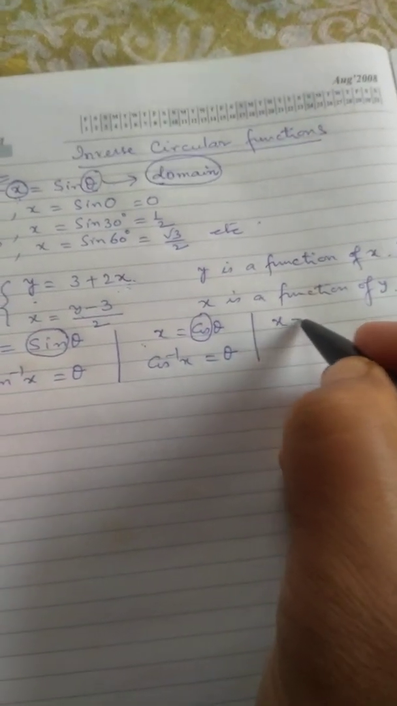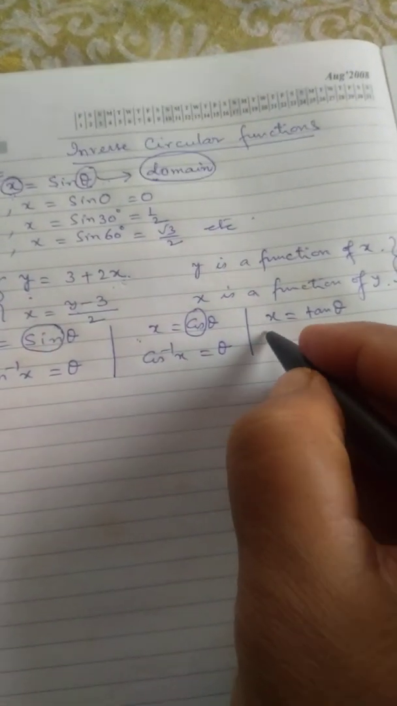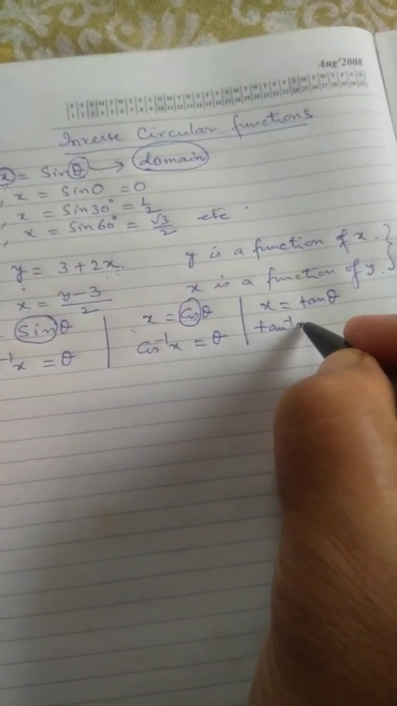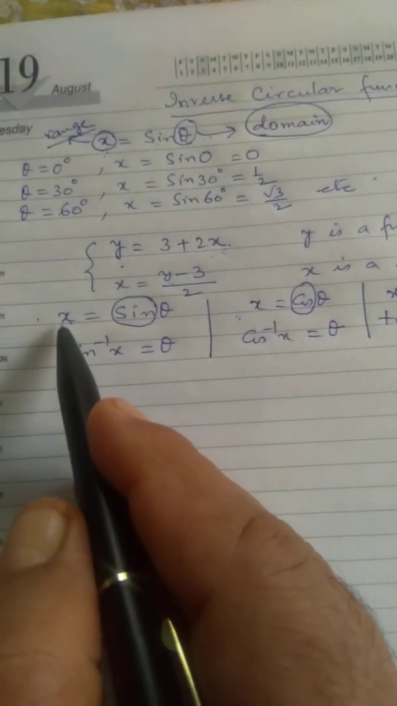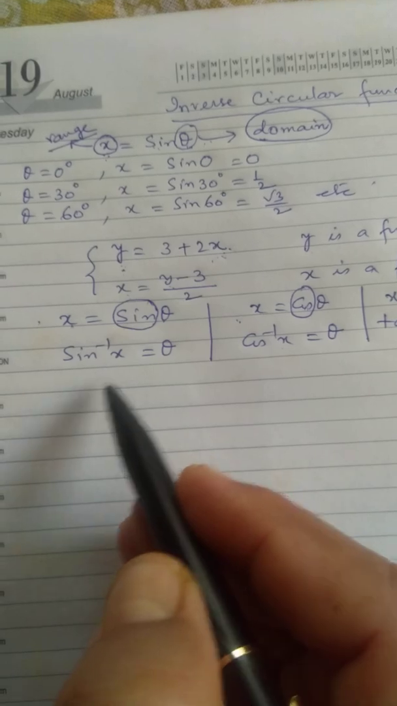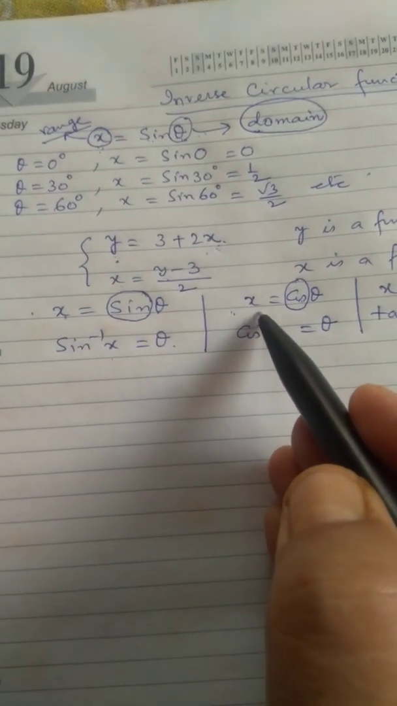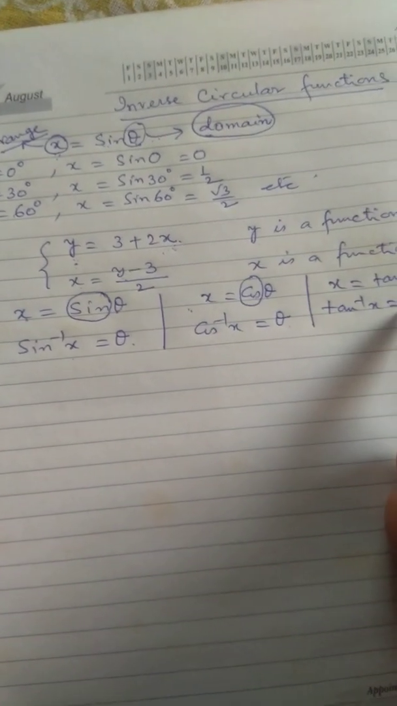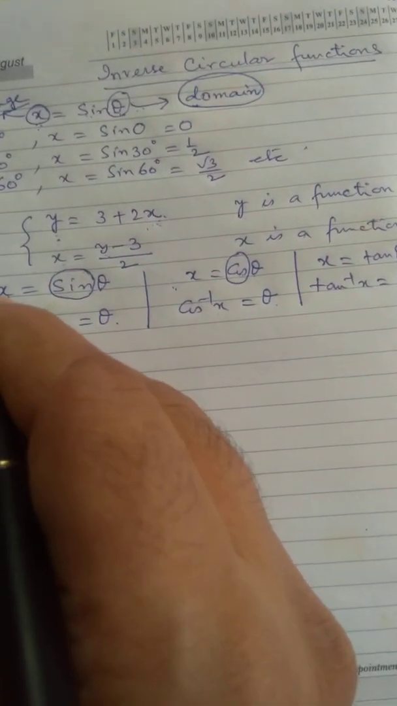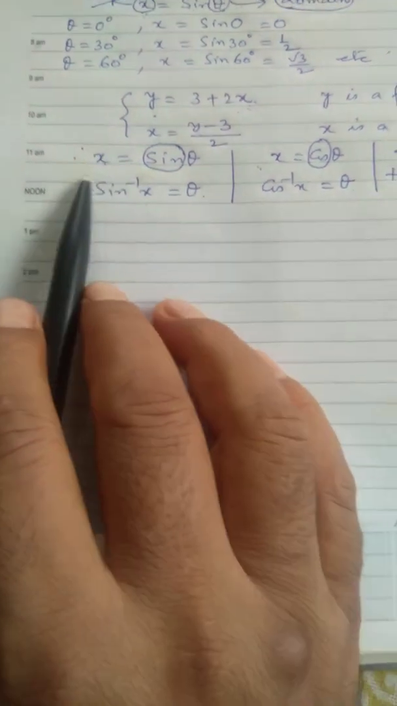Similarly, if x is equal to tan theta, when we want to express theta in terms of x, we can write tan inverse x is equal to theta. Now you see here x is expressed in terms of theta, and now here theta is expressed in terms of x. Here x is expressed in terms of theta, theta is expressed in terms of x, and so on. So in this way we can apply an inverse function to an original function.